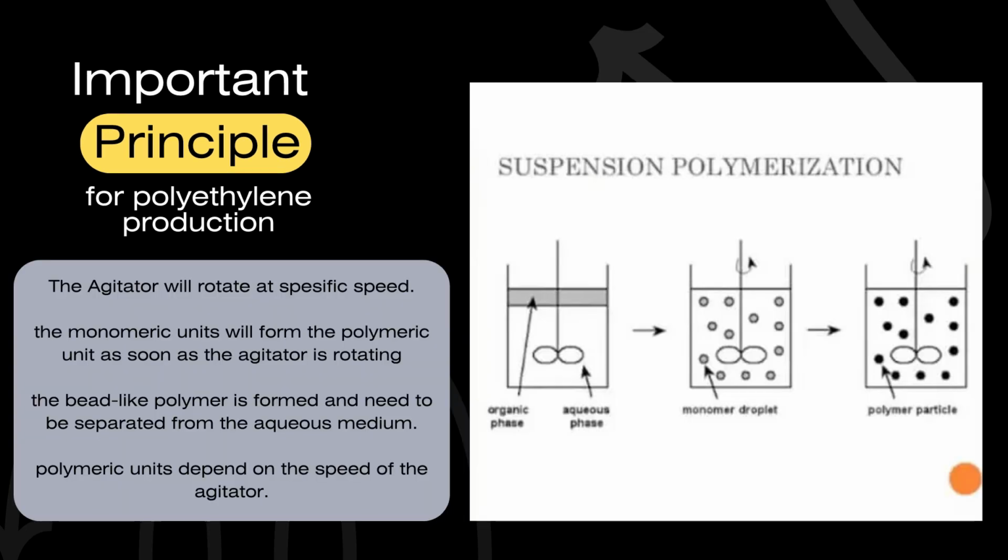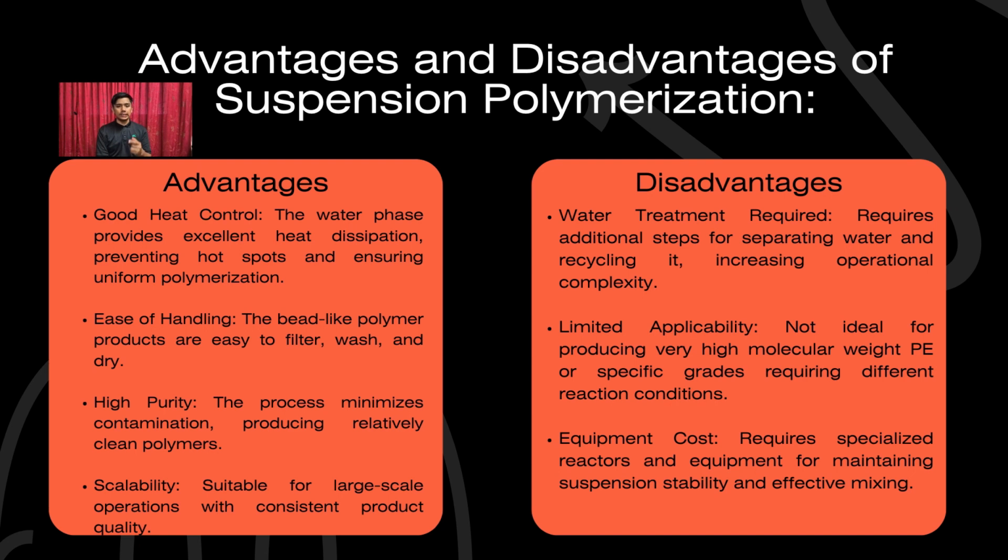Next, the agitator will rotate at a specific speed. This will help monomeric units to form ring-shaped polymeric units. The polymeric unit size depends on the agitator speed. These are the advantages of using suspension polymerization methods for polyethylene.